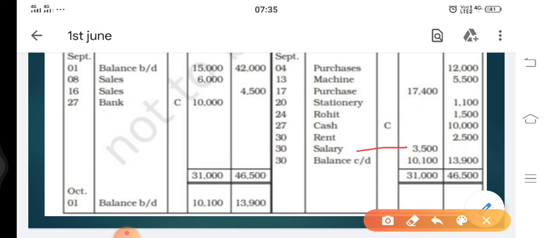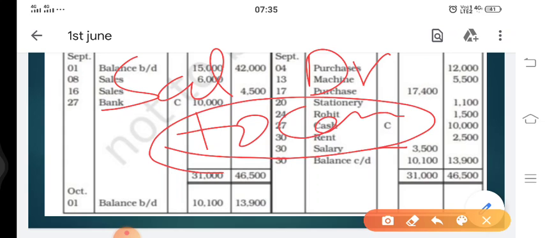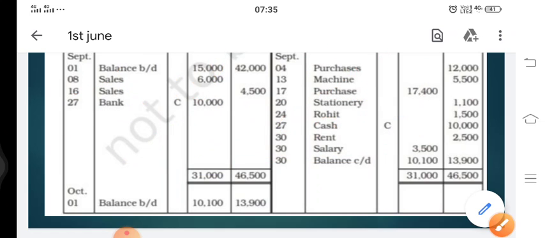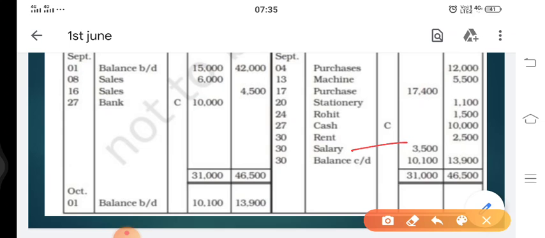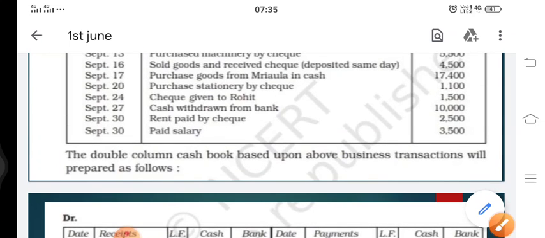Or if you want to look at it in the form of a journal entry, it is salary account debit to cash. Now since cash got credited, we'll go to the credit side of the cash book and write by salary. So here we have it. Right, students? This was the end of our last point.